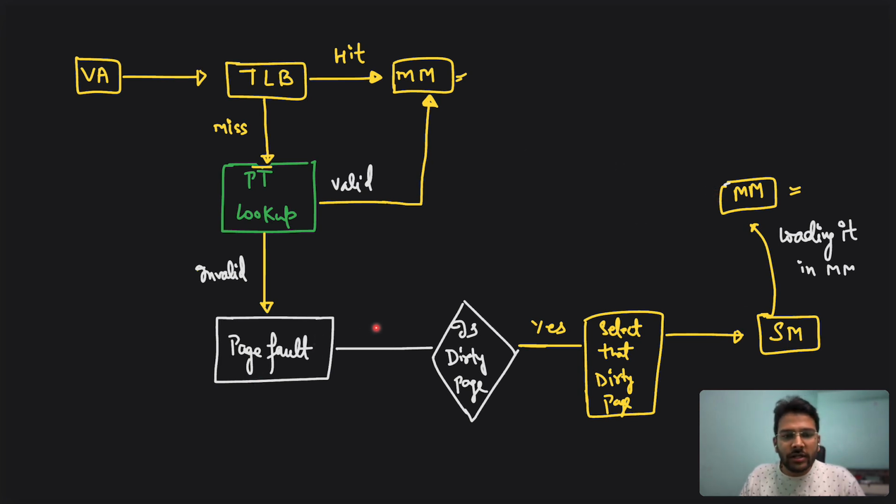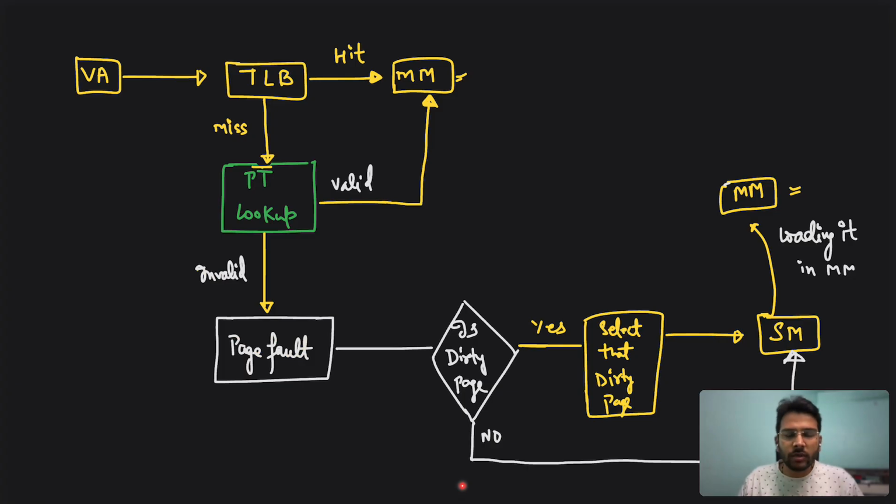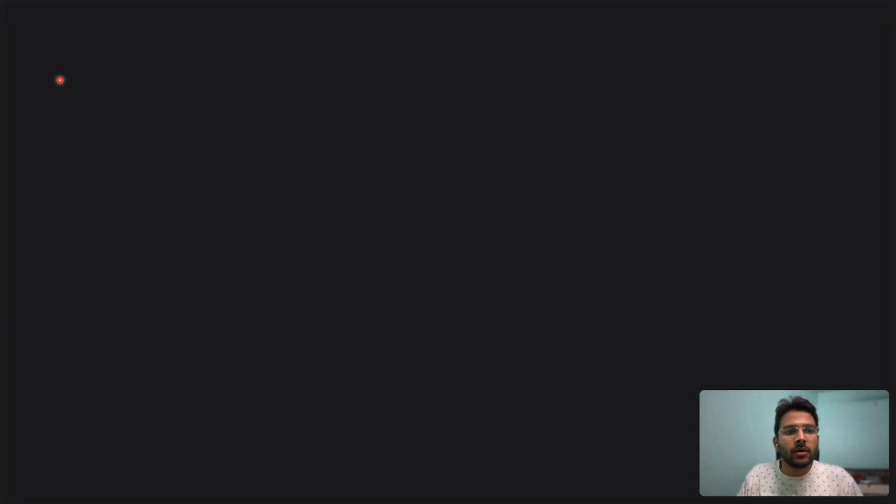So page fault, yes, it was a page fault. And if it is a page fault, you have to check, okay? You don't have to write it also, right? But if it is not a dirty page, in that case, you can simply go to the secondary memory, and then it will be loaded into the main memory. So this is the flow of this question basically. Based on it, you can solve this question. So let's solve this now.